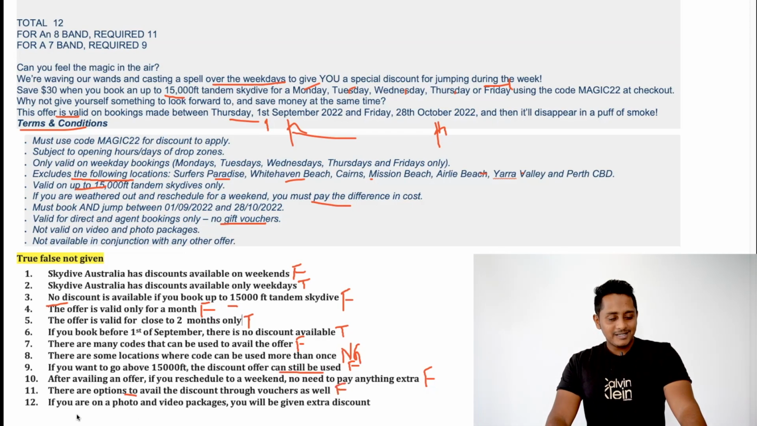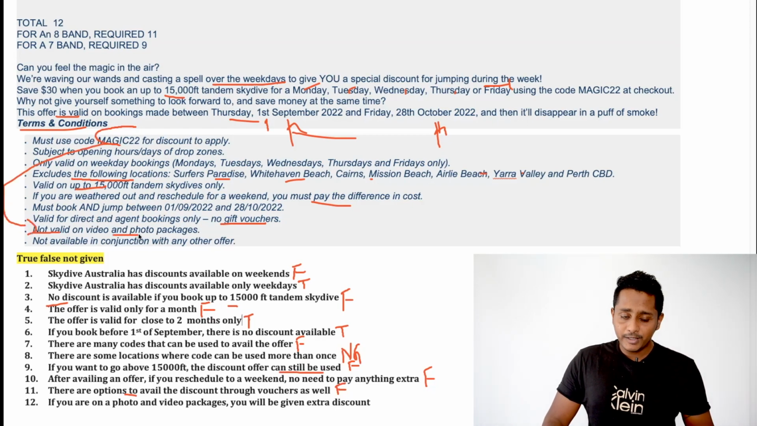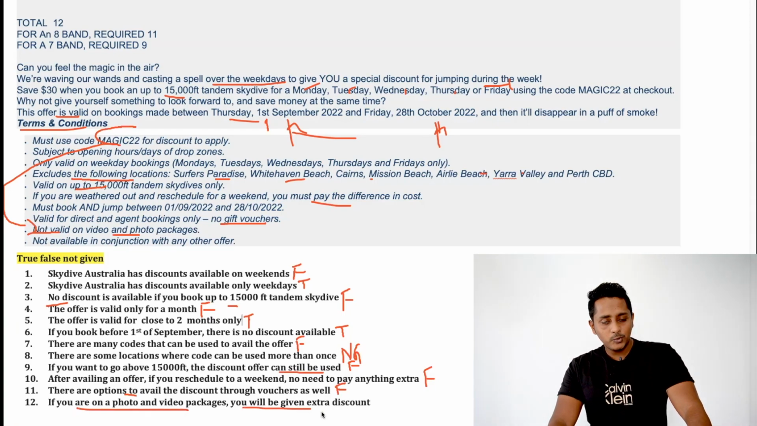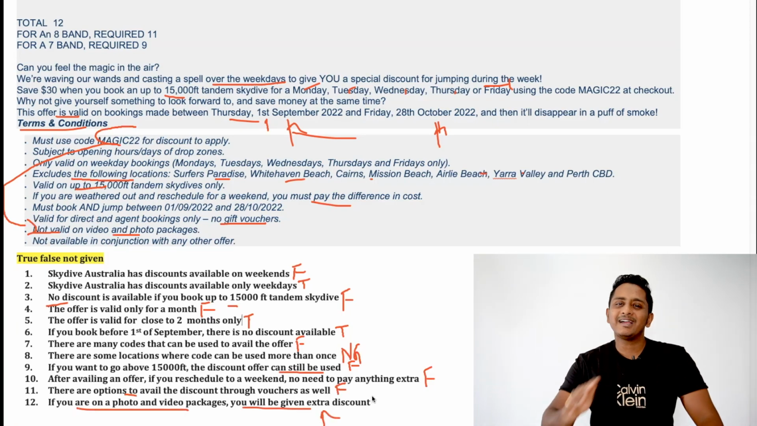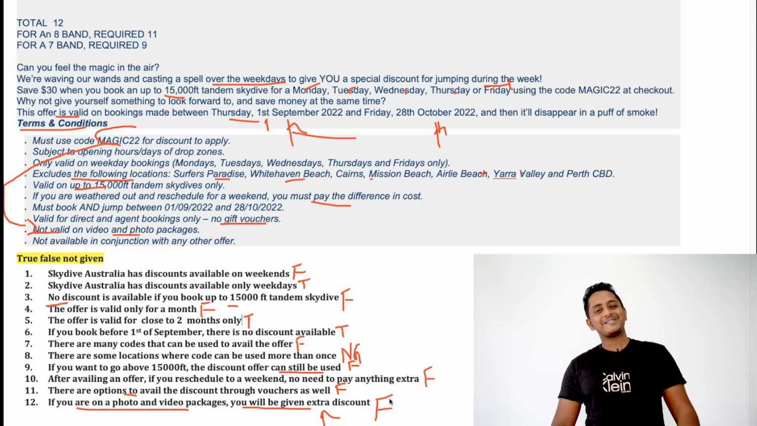If you are on photo and video packages, you will be given extra discount. Not valid. This MAGIC22 is not valid on video and photo packages. Why are you lying? Liar. If you think that person is a liar, it's false.